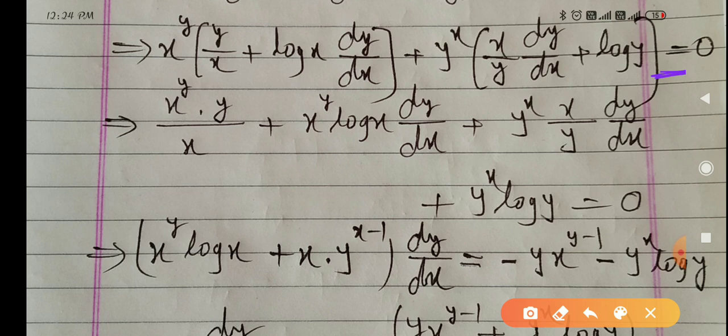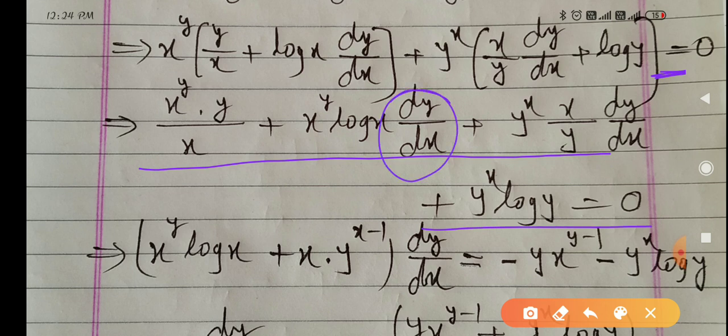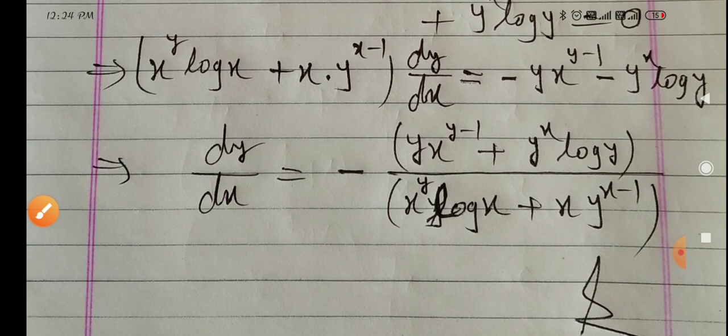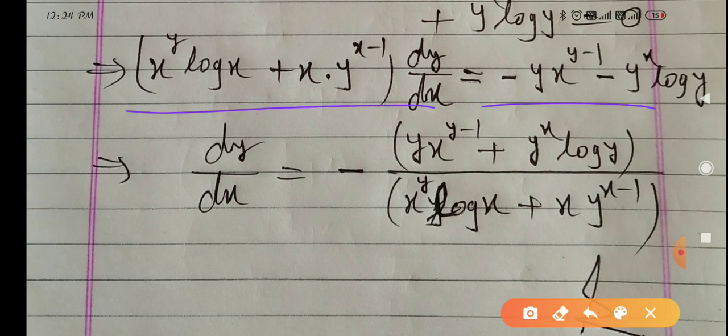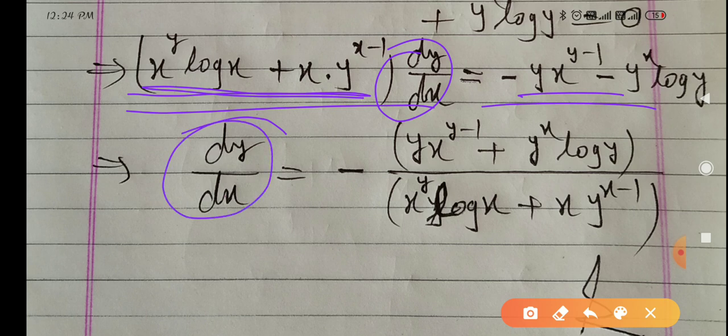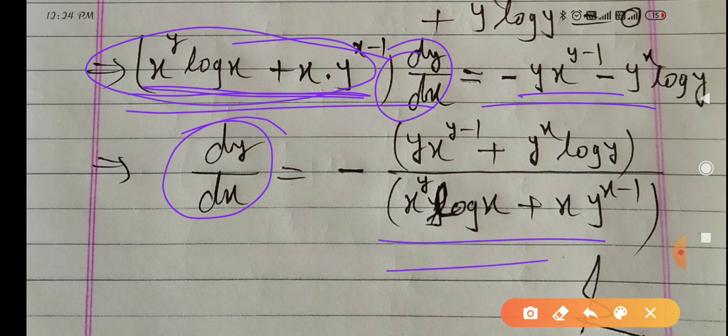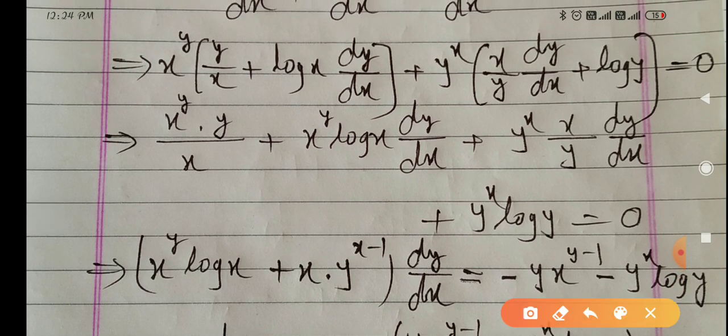So here now you simplify. First I have multiplied inside the bracket. You can see I have taken the terms having dy upon dx together, and the terms without dy upon dx I have taken on the RHS. Now dy upon dx is common, so inside the bracket this will remain, and here this will remain by taking minus. So dy upon dx, you take this product term with the dy upon dx on the RHS, so you will get the final answer. You can see the calculation in the solution I have done here.